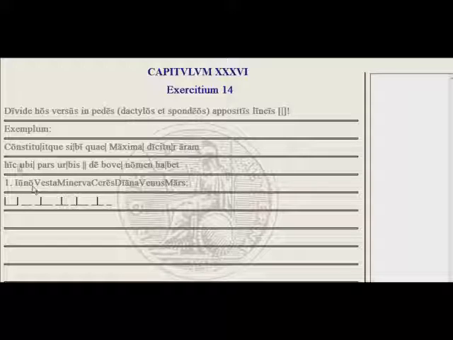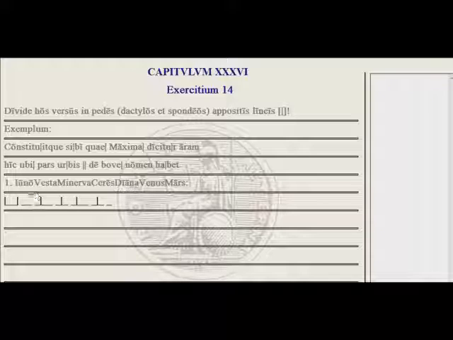And notice how you have either dactyls, which are long, short, short. Here, pars ur, there's a long, so a spondee. And then bis stands on its own. This is the pentameter verse. And then de bove, we have another dactyl. Nomen ha, that's another dactyl. And then bet sits on its own at the end of a pentameter verse. And the first line here, constitu is a dactyl, itquesi, a dactyl, bi quae, a spondee, maxima, a dactyl, dicitur, that is a dactyl, and then aram, there's our spondee that ends the line.